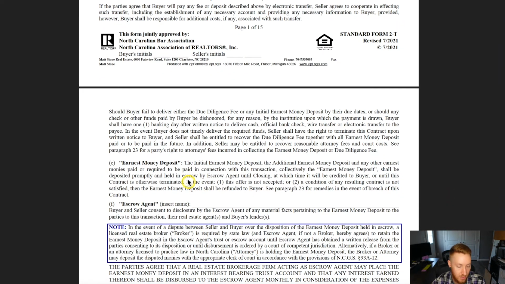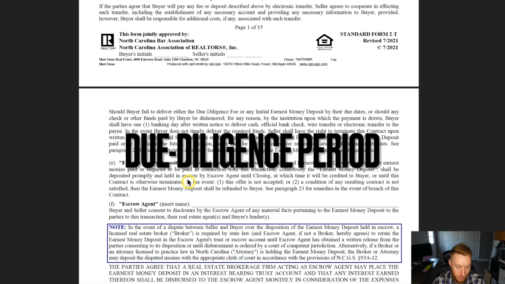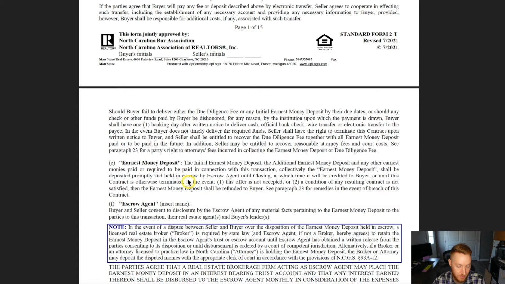So as you'll see, or maybe know, there's different periods of time. There's a due diligence period, and then there's an earnest money period. So once this contract is ratified, the clock is going to start ticking on your due diligence period. This is a period of time in which you'll complete any and all inspections on the property, which your agent should help you set up along the way.